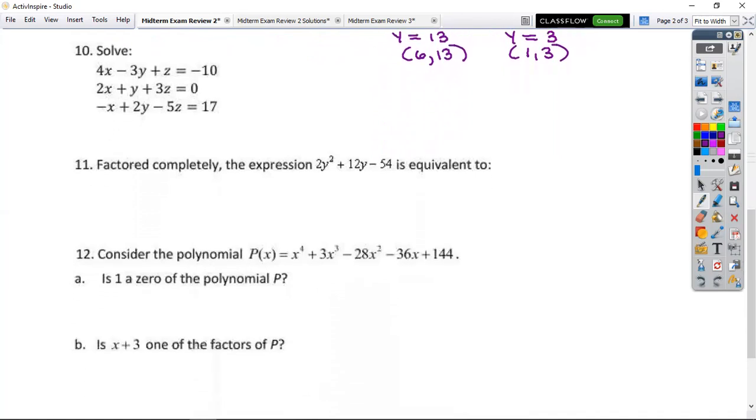Number 10, what should you immediately do with your calculator? Retest. So I'm going to just make sure that we're good on that part. You're going to go right to your calculator and you are going to type in 4, -3, 1, -10.